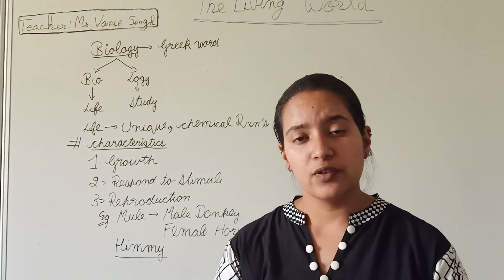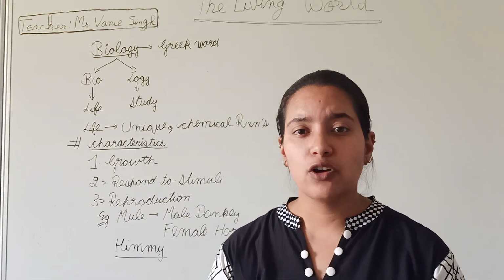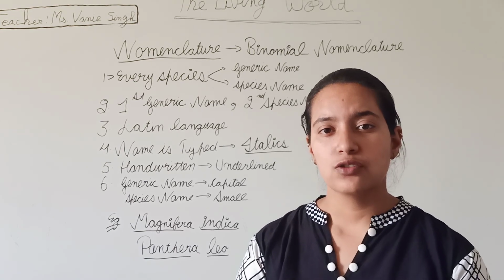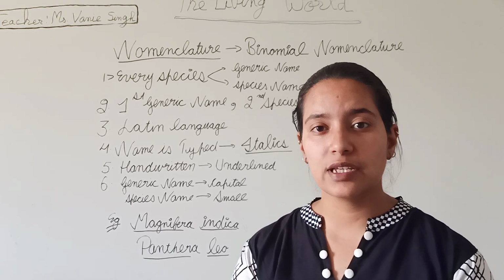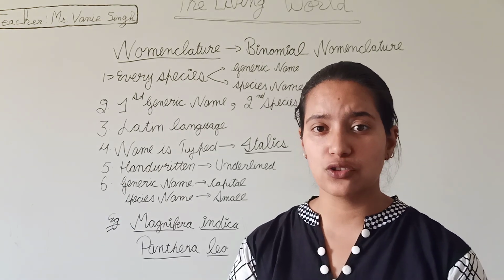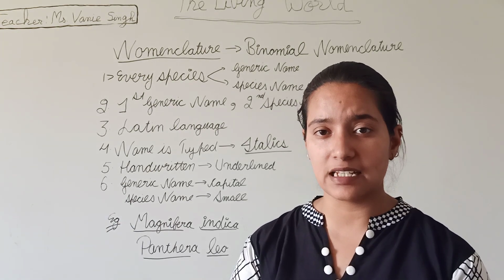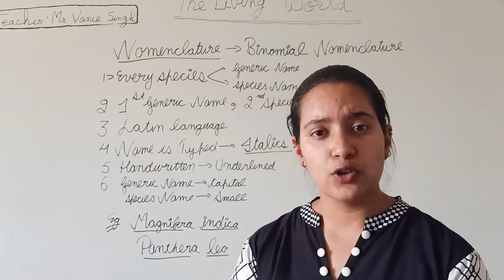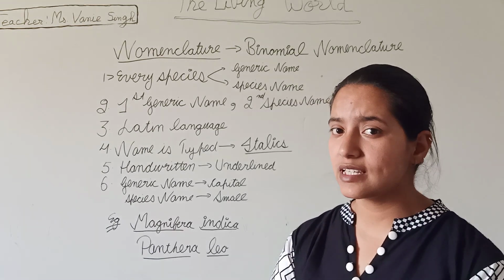Now we will look at binomial nomenclature. We will go through some binomial nomenclature rules. The binomial nomenclature rules were given by the scientist Carolus Linnaeus. He has listed some rules. Now look at what rules he has given.